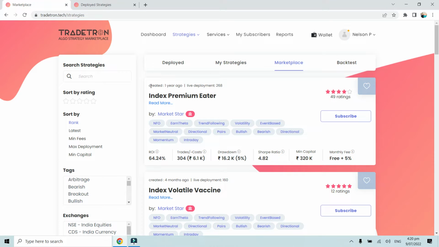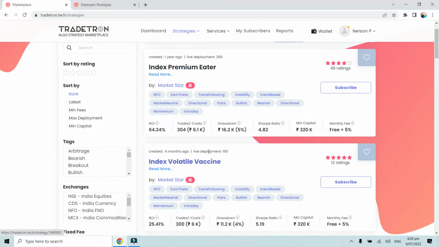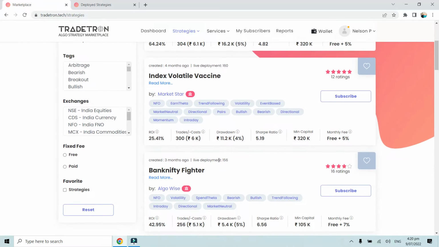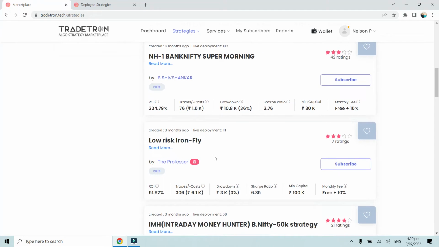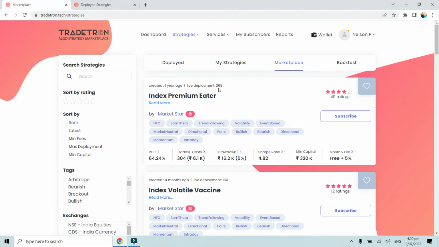The first parameter is created. This strategy, index premium meter, was created about 1 year ago by the strategy creator MarketStar. The second parameter is live deployment. This is the number of Tradetron clients who have deployed this strategy live in their own broking accounts. This strategy is currently deployed by 268 people. The second strategy, index volatile vaccine, is deployed by 160 users of Tradetron. Similarly, you can see the deployments of the third strategy and all other strategies here.